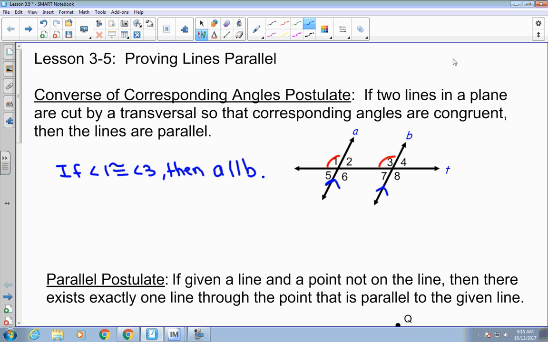Okay? And that would work with any pair of corresponding. You could do 2 and 4, 5 and 7, 6 and 8. Okay? So if I can establish that those corresponding angles are congruent, then that makes those lines parallel. Okay? And it's the corresponding angles converse that does this. Okay? The converse is what proves parallel lines.